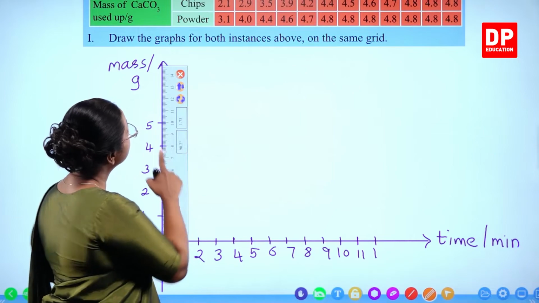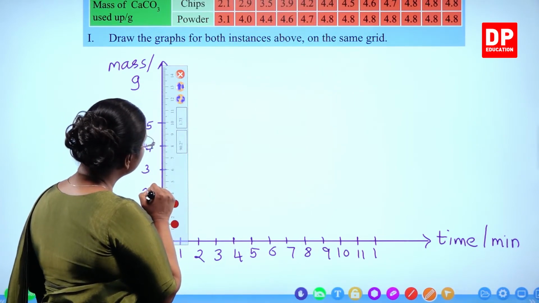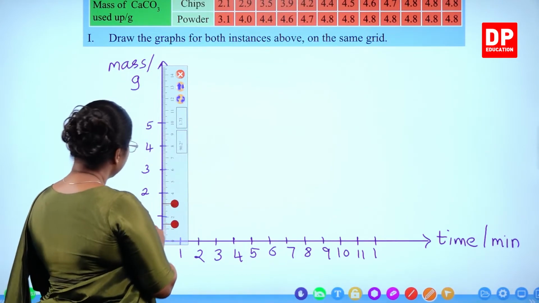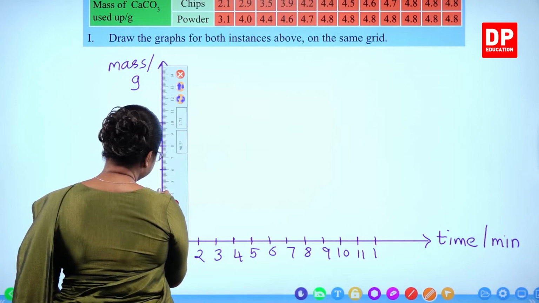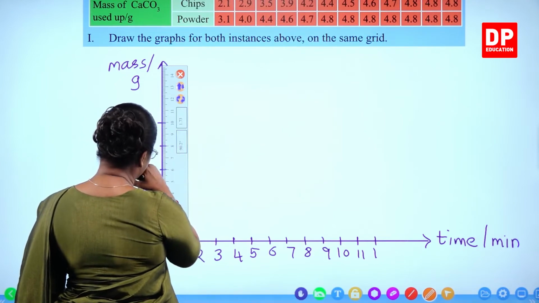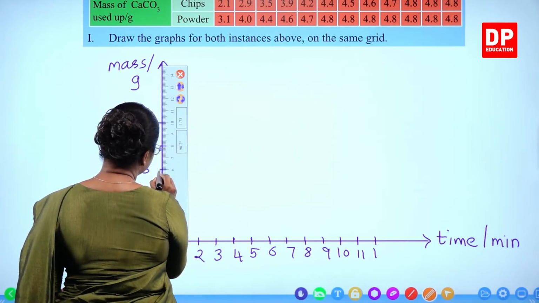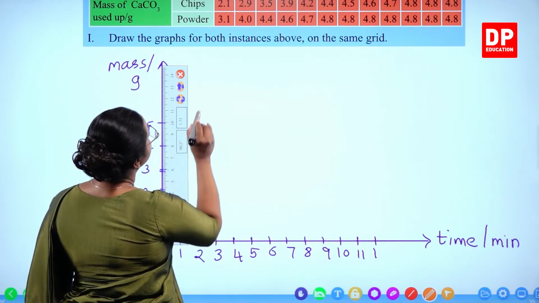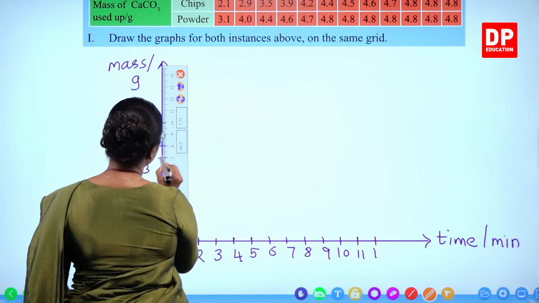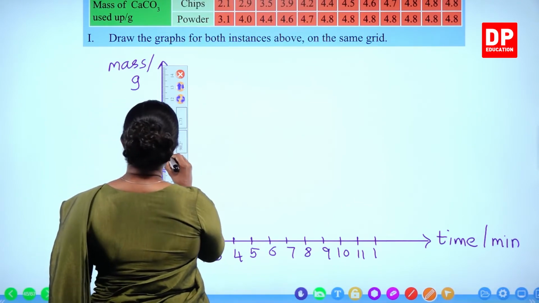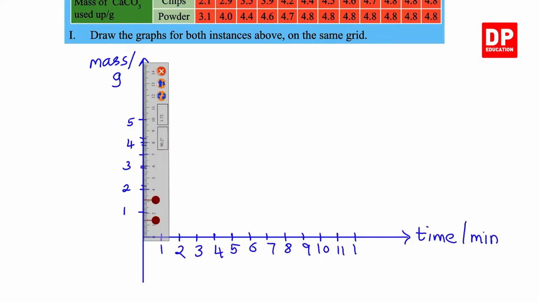But there again, students, you can see we need to have 2.1, 2.9. I will mark those values as well. Then it's easy for us. 2.1, it's going to be this value, 2.1. Then we need 2.9. Then we need 3.5. That's going to be here. Then 3.9 there. Then we need 4.2 here. 4.4.